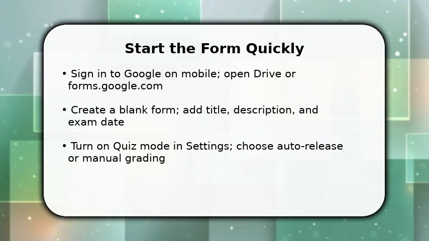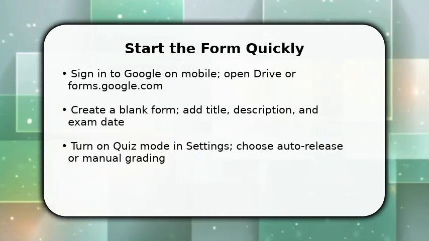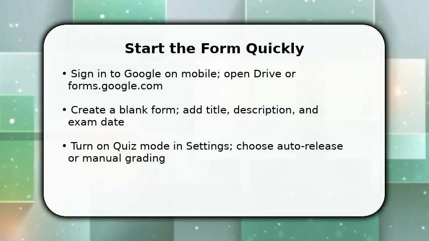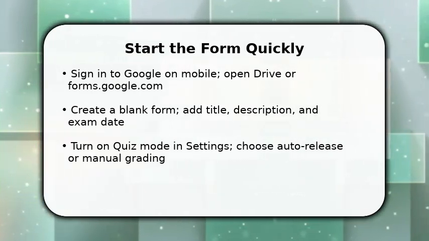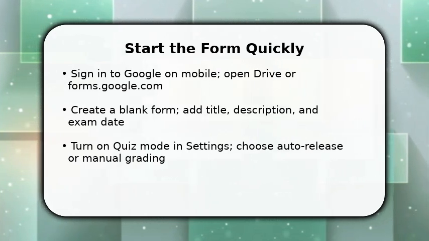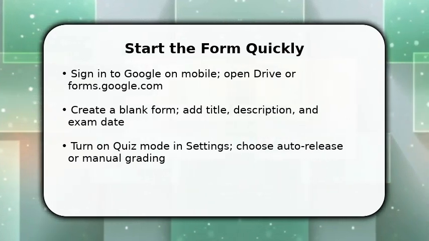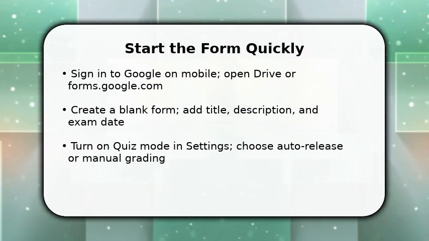Once done, open Settings and enable Quiz to assign points and allow automatic grading for objective questions. Make sure you select whether grades release immediately or later. This early choice saves time when you add questions and prevents rework during delivery.